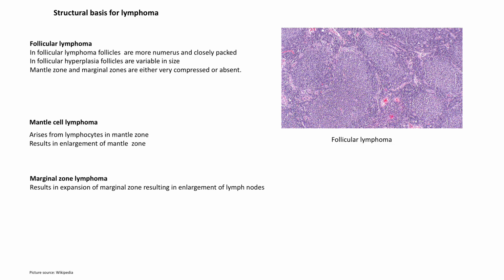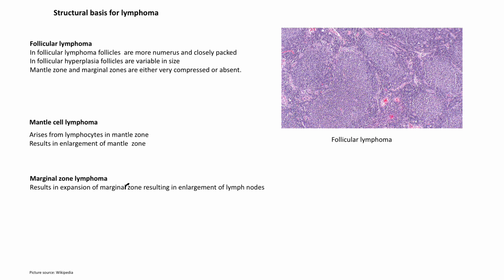Now let's discuss structural basis of different types of lymphomas. In follicular lymphoma, malignant cells form follicles. However, these follicles are hypercellular, more numerous, and closely packed and present side by side. Mantle zone and marginal zone in follicular lymphoma is either very compressed or absent.